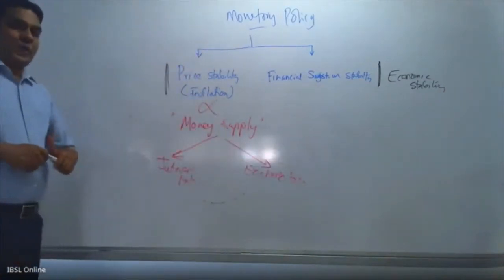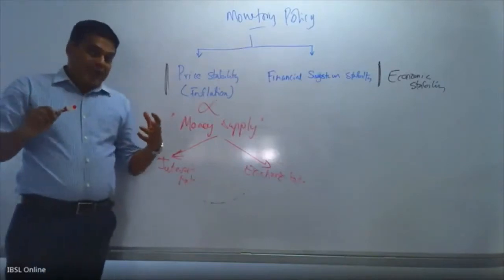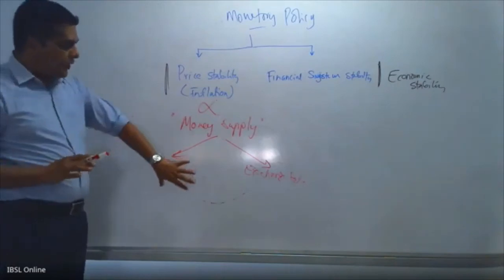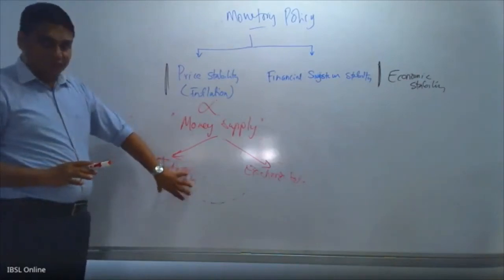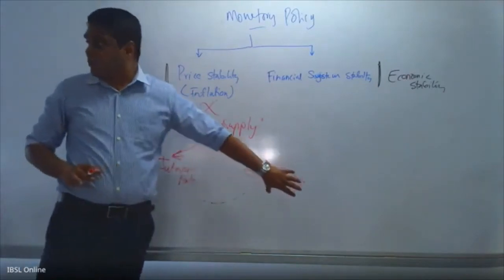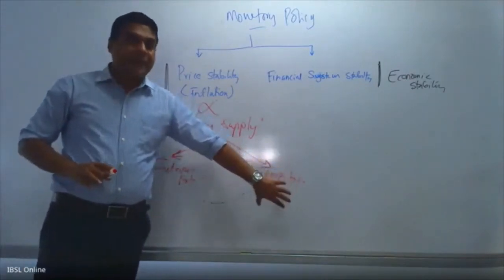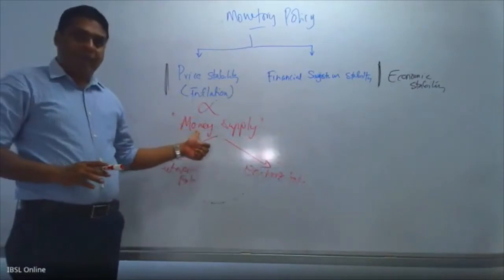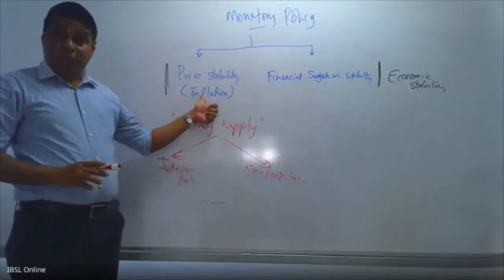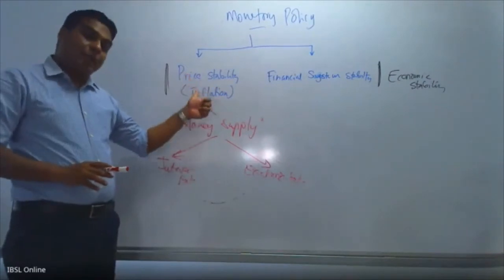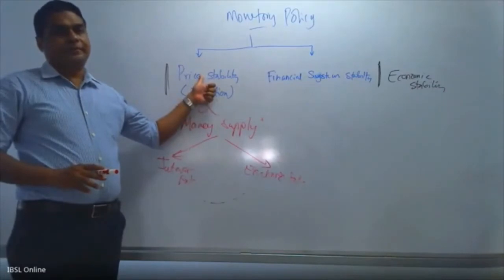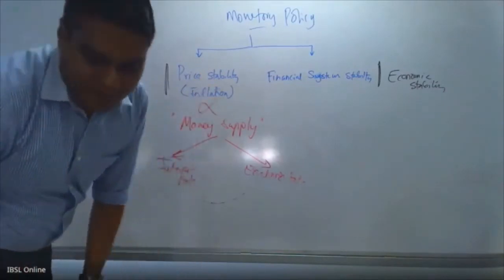So what I want to tell is what the central bank does: by changing interest rates and by changing exchange rates, the central bank controls money supply, and by controlling money supply, the central bank controls inflation. And by controlling inflation, the central bank controls price stability. Right? So can you please write that because that's a very important point.